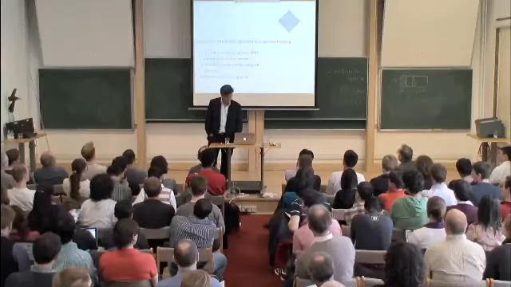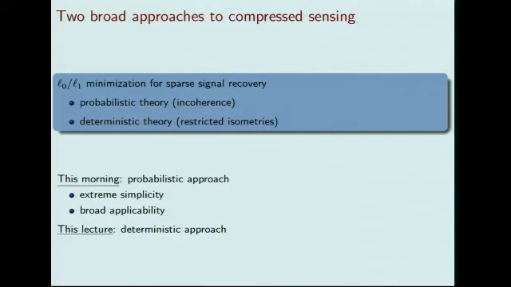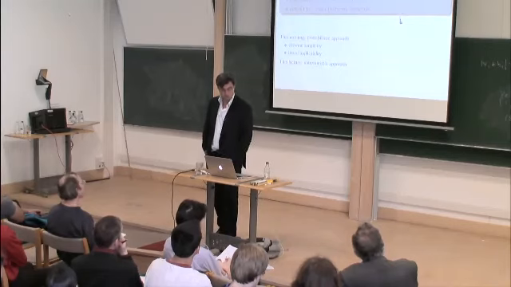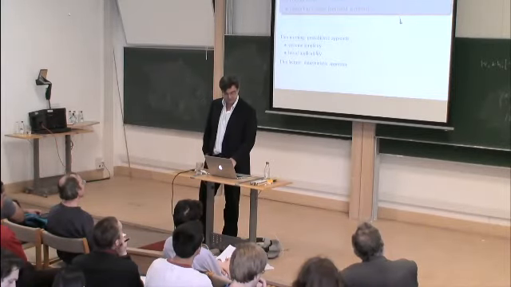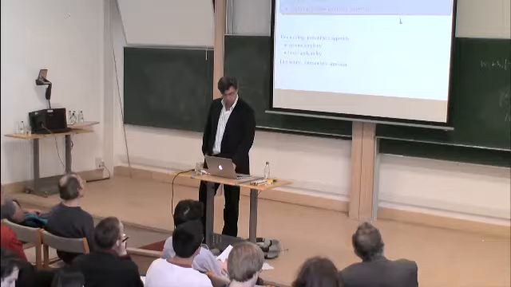Okay, so this morning we talked about a probabilistic theory of compressed sensing, which is very simple to state because all you need is to say that you're randomly sampling sensing vectors that are incoherent. That's all you need. You need nothing more, nothing less. And so in that sense, it's very, very simple. What we're going to do today is introduce a deterministic theory. It's not completely deterministic, but I'll try to make clear in what way it is. And then we'll see where it takes us.